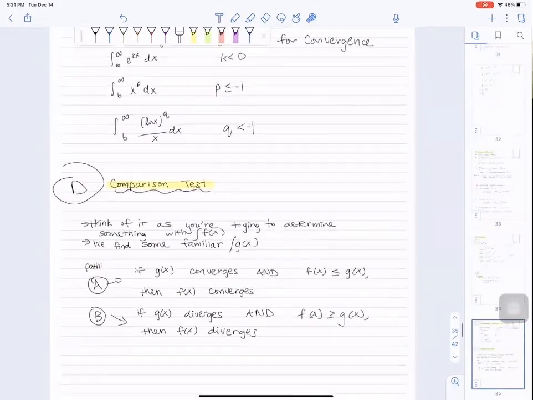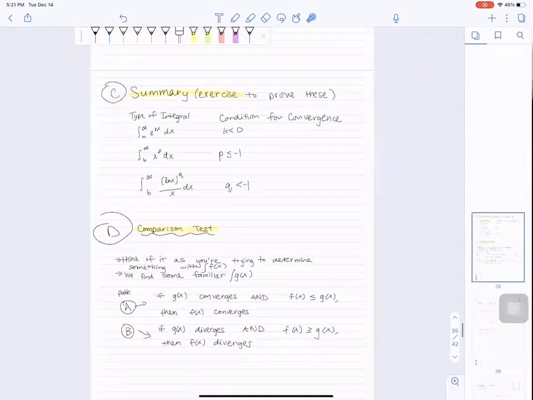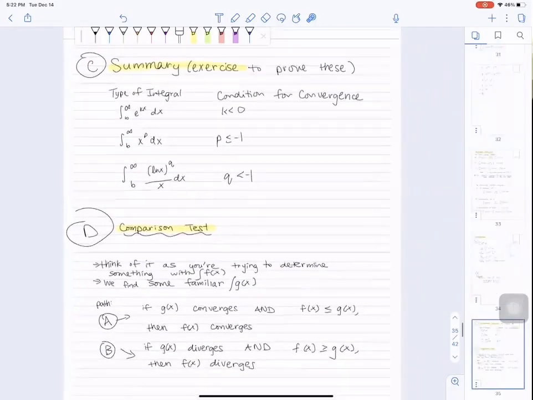Another strategy is to use the comparison test. The comparison test is where you find another function that is more common, that you're more familiar with, and that you know converges or diverges. Then you compare that familiar one to the one they're asking about, and you follow either path A or path B. Depending on whether these conditions hold, you'll know whether your more complicated one also converges or diverges. Okay, I will do an example, but are there any questions on the concepts behind these?